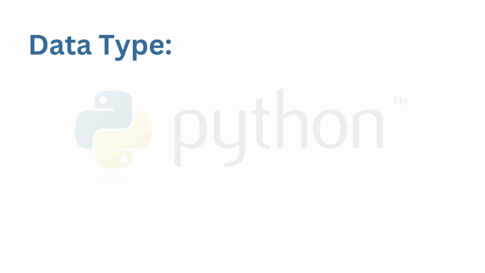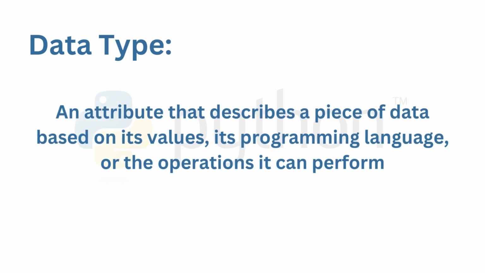Variables can store values of any data type. A data type is an attribute that describes a piece of data based on its values, its programming language, or the operations it can perform. In Python, this includes strings, integers, floats, lists, dictionaries, and more. We'll explore these data types throughout the course. Naming variables is important because these names are reminders for yourself and others about what you are storing in the variable. Recalling the data type also helps you understand what the data can and can't do.